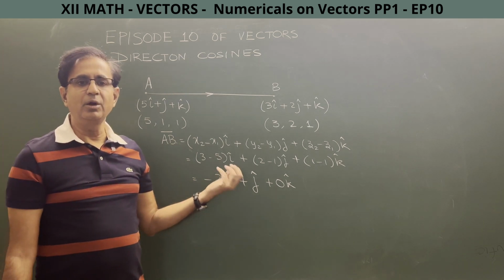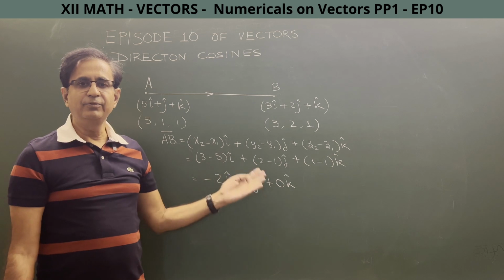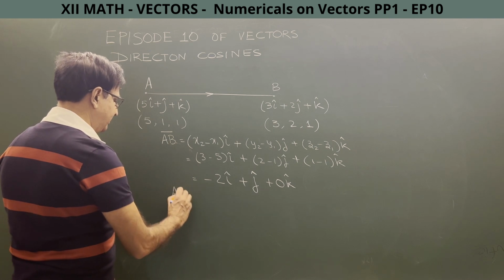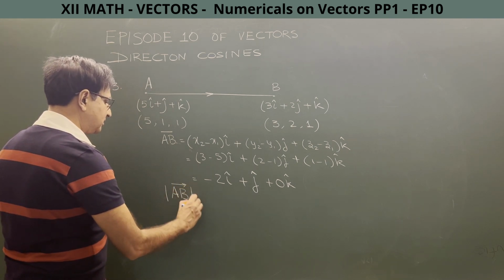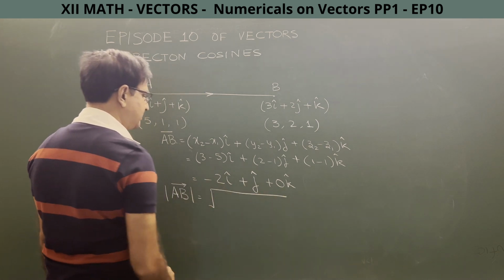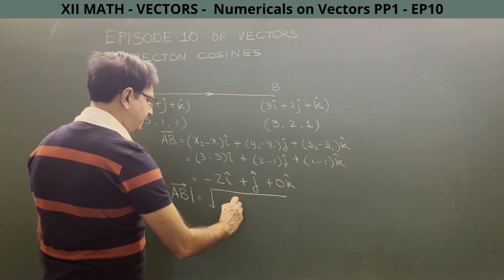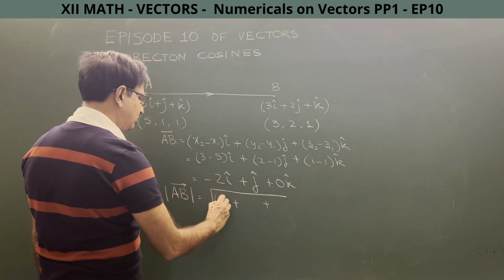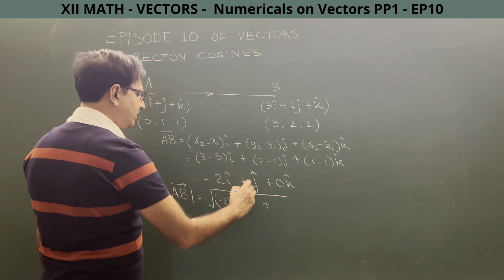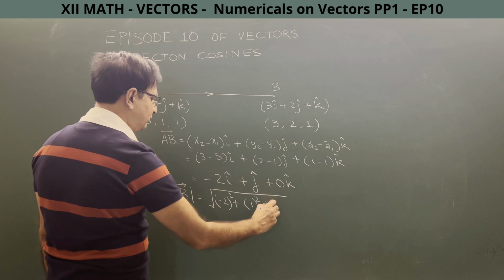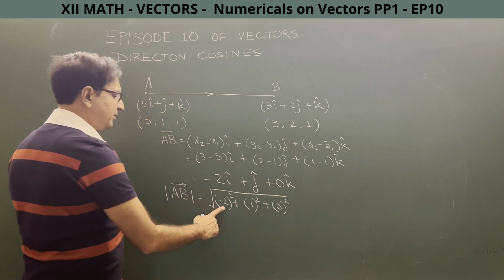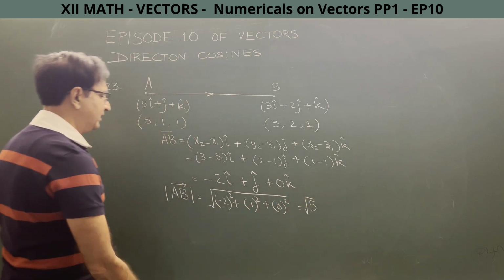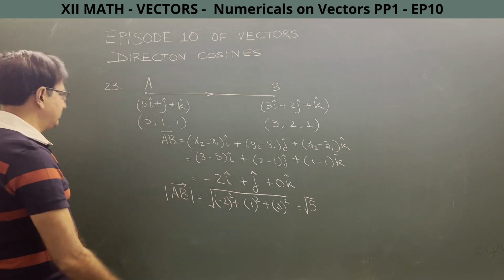Now you are familiar how do you find the direction cosines of a vector. First you will have to convert the vector AB which you have just now made into a unit vector. To convert a vector into a unit vector, you have to first find its magnitude, which is the square root of the sum of squares of coefficients of i, j and k. What is the coefficient of i? Minus 2, square it. What is coefficient of j? 1, square it. And what is coefficient of k? 0, you square it. So minus 2 square is 4 plus 1, that will be square root of 5. Now you divide the vector by its own magnitude, you will get a unit vector.